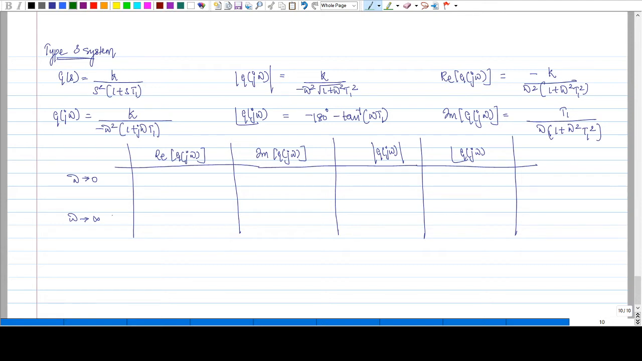As ω tends to 0, we can see that the ω squared T1 squared term gets neglected. Minus K by ω squared is infinity, so what remains is minus infinity. No matter what value of ω you take, the real part will always remain negative.